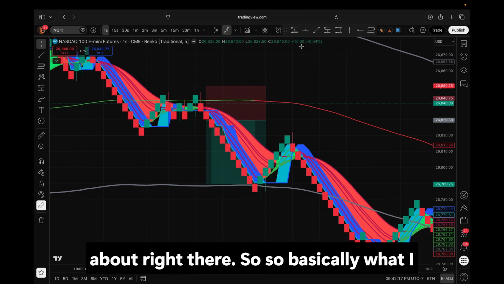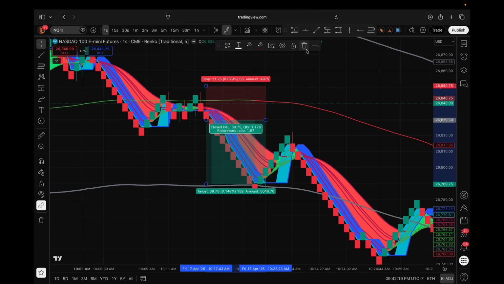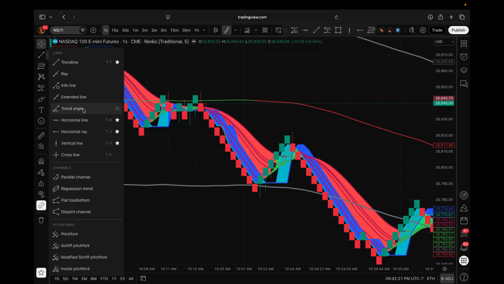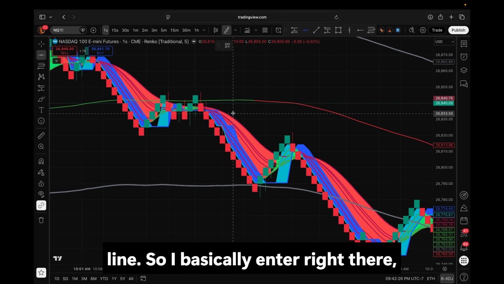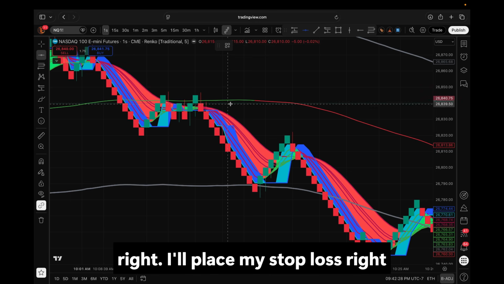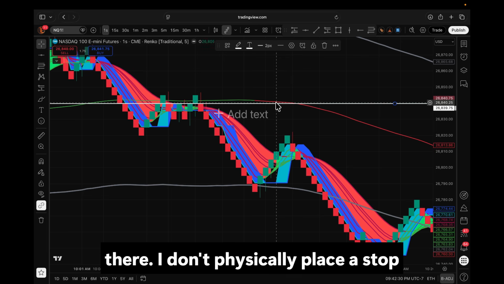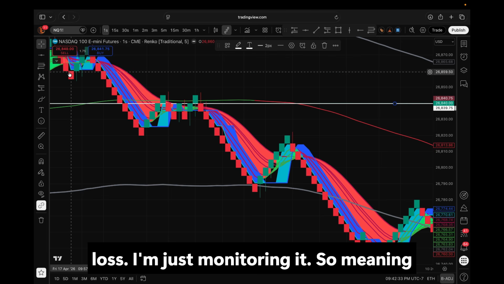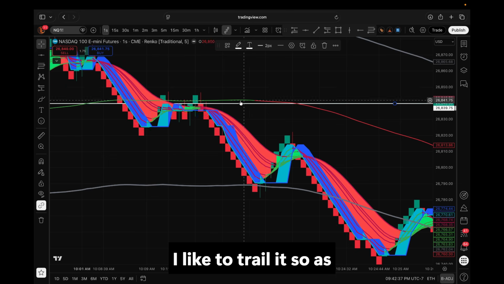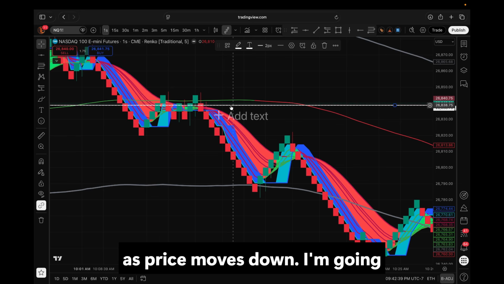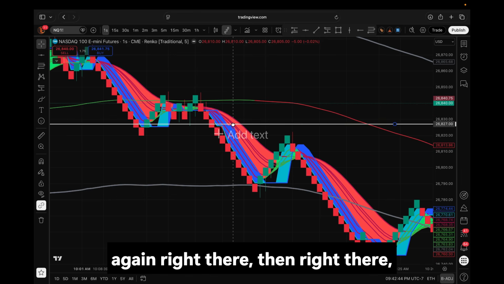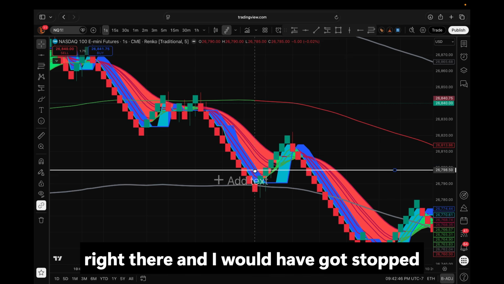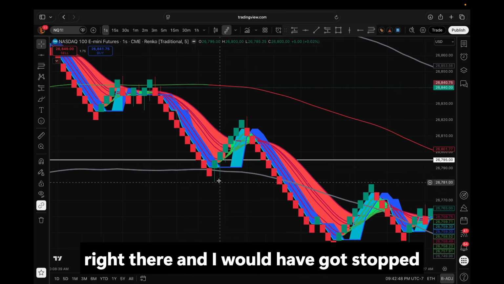So basically what I do is, let's say I do a horizontal line. So I basically enter right there, right? I'll place my stop loss right there. I don't physically place a stop loss, I'm just monitoring it. So meaning I like to trail it. So as price moves down, I'm gonna trail it right there. Price moves down again, right there, then right there, right there, and I would have got stopped out right there.